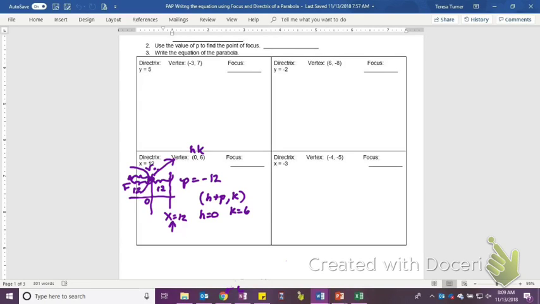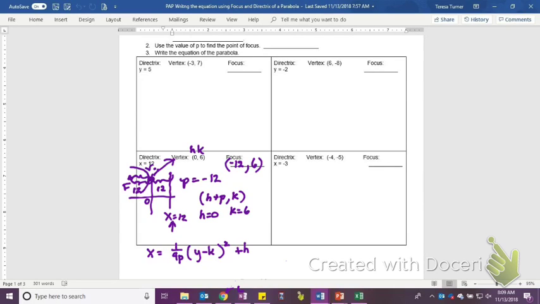So our focus is going to be 0 plus negative 12, comma K, which is 6. Now, we want to take this one step farther and write the equation. For a horizontal axis of symmetry, the equation is going to be x is equal to 1 over 4p, y minus k squared plus h. Notice that k always goes with y, h always goes with x, so we don't have y minus h in the parentheses like we do for the vertical parabolas, which has x minus h inside the parentheses, which are squared.